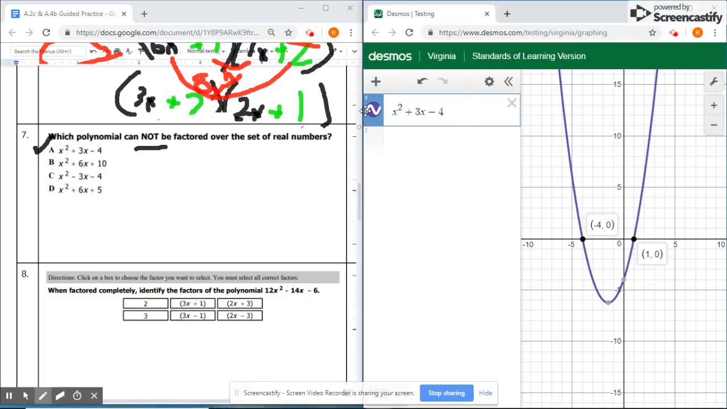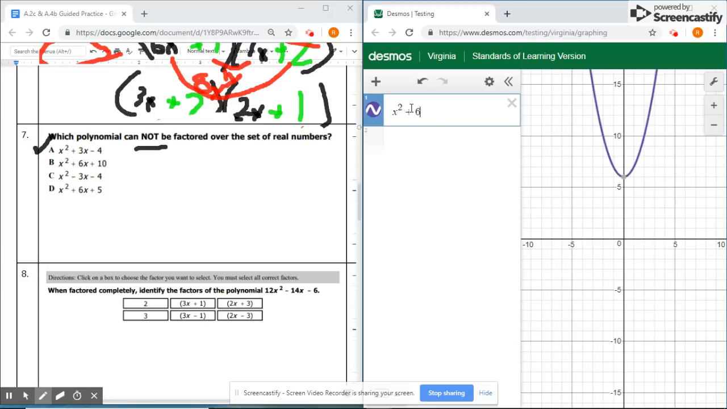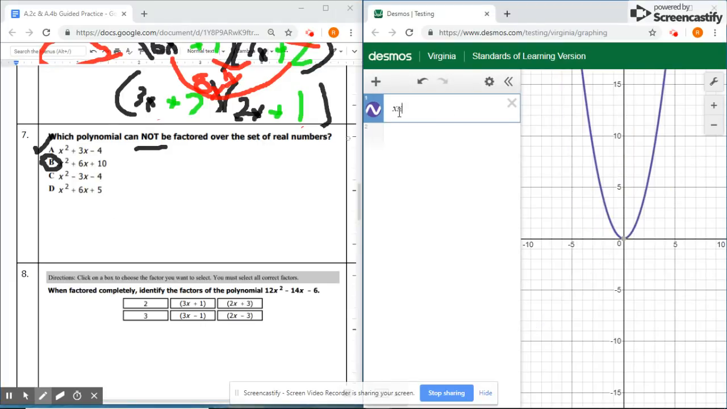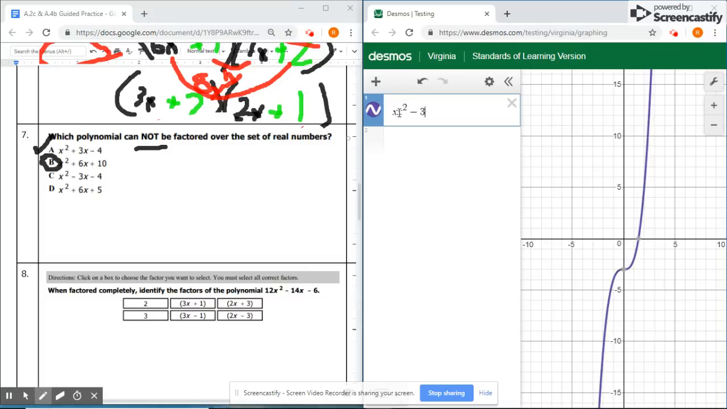Let's try the next one. X squared plus 6x plus 10. Okay, now this one does not touch the x-axis at all. That means it cannot be factored. It's an easy way to check that. I know the answer is going to be B, but we are just going to double check C and D just to make sure. All right, we have x squared minus 3x minus 4.